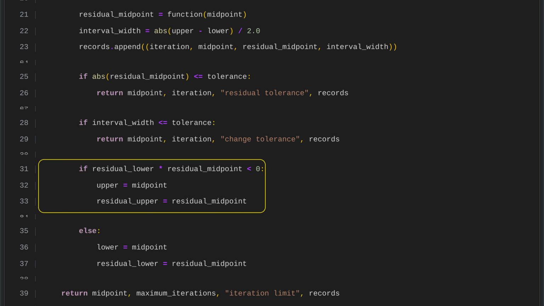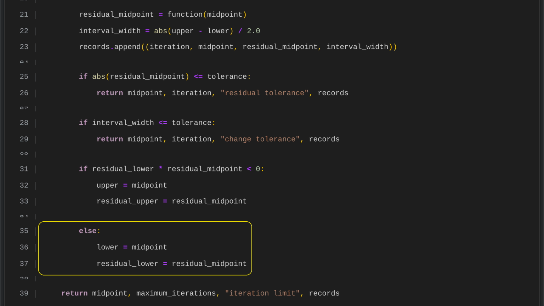The code checks whether the residual changes sign between the lower bound and the midpoint, which indicates the root is in that part of the interval. If so, it moves the upper bound to the midpoint, narrowing the search range. It also updates the upper bound residual to match the midpoint residual for the next iteration.